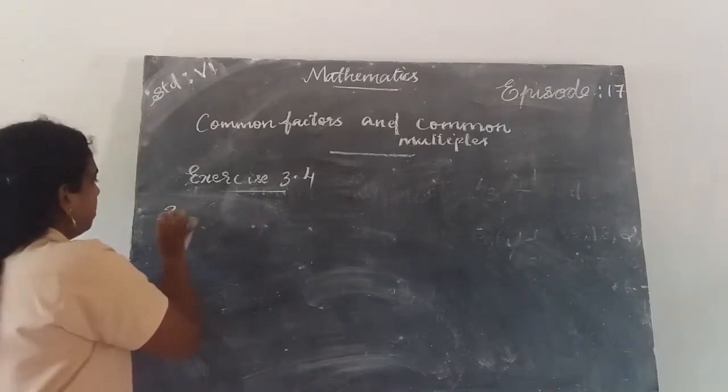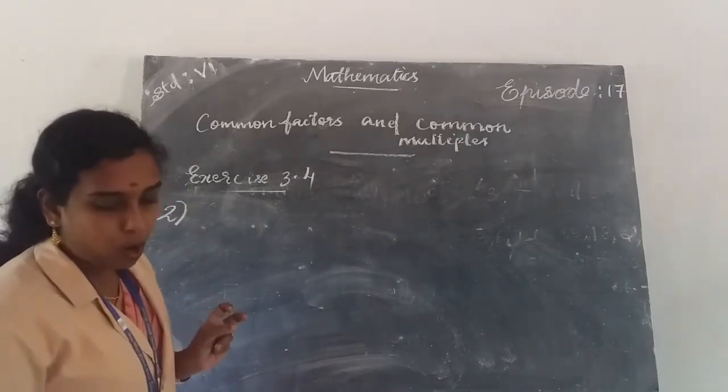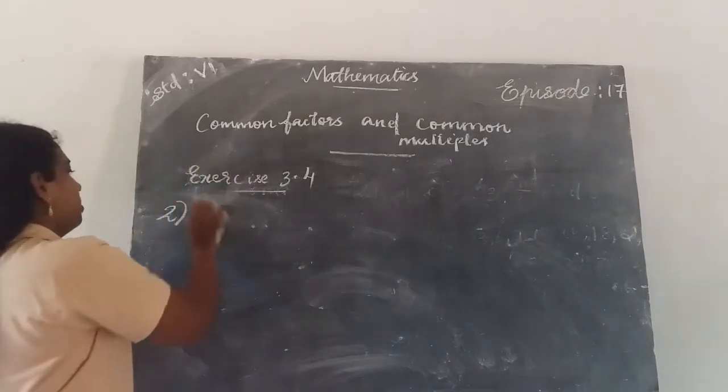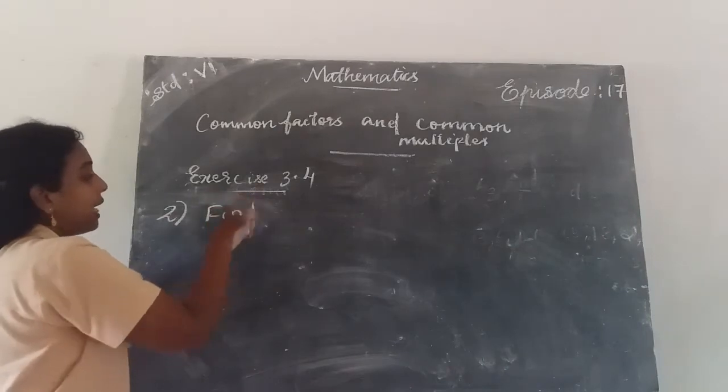Second part. Find the common factors of the same question. But here 3 numbers are given.